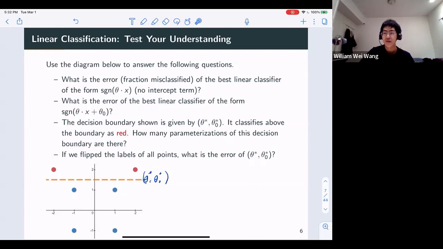Okay, I'll go over the answer now. You guys did pretty well on this one. This is a little tricky of a question. The first question says, what's the error of the best linear classifier of the form sign theta dot x? The thing I wanted to trick people on when I wrote this question is that you think there's a line that goes this way, and this would have an error rate of 1/2. But the better classifier is one that does this.